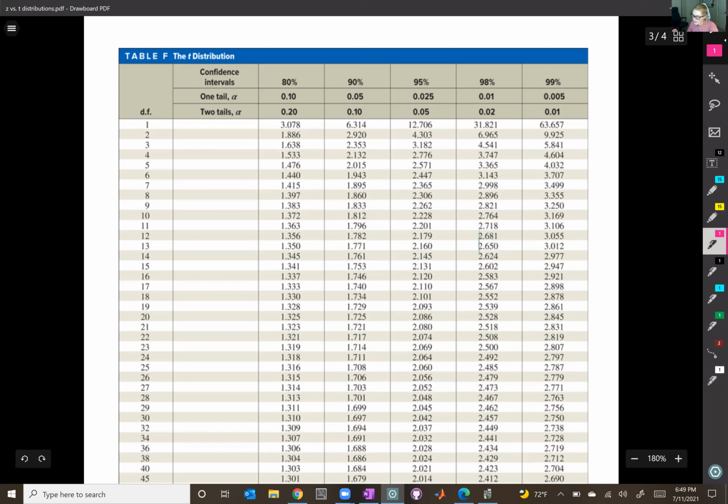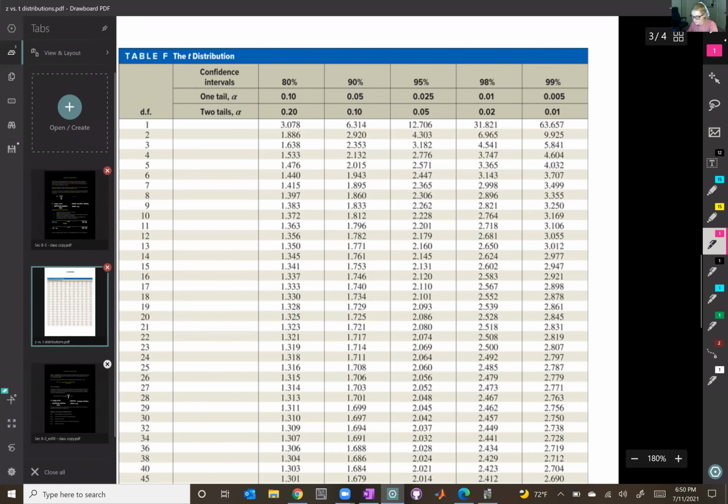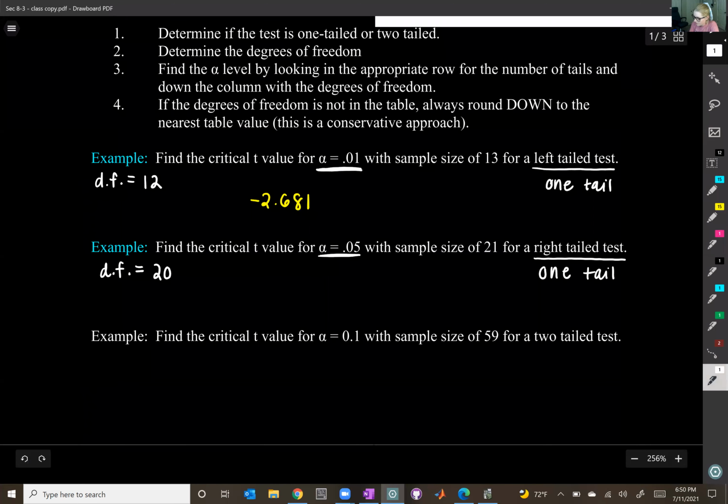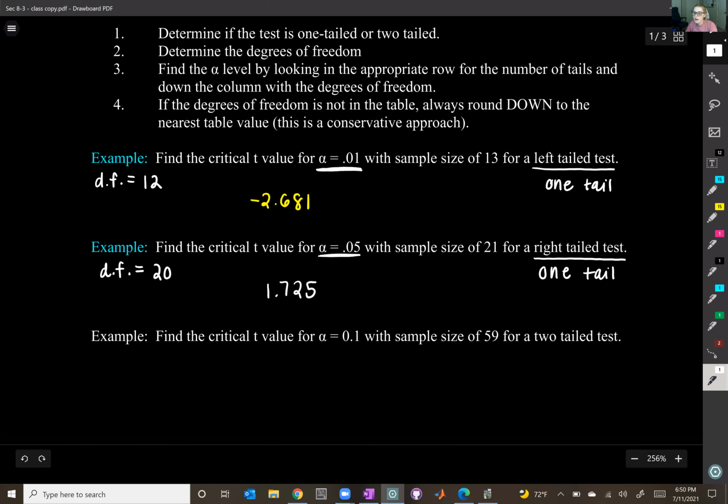Okay, so now we are looking at 20 degrees of freedom, which is down here. We are still looking at a one-tailed test, and our alpha is 0.05, which is right here. So this means right here, 1.725. I'm going to erase this, but we know it's 1.725. And because it's a right-tailed test, we don't need to add a negative sign or anything. It just stays as positive 1.725.